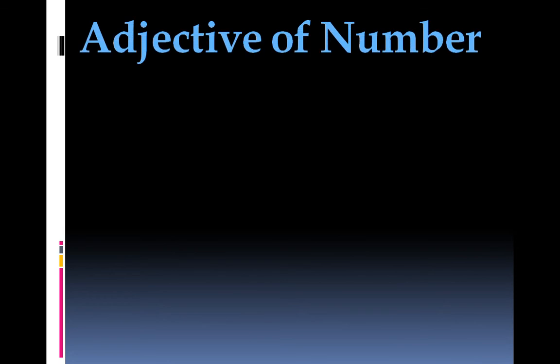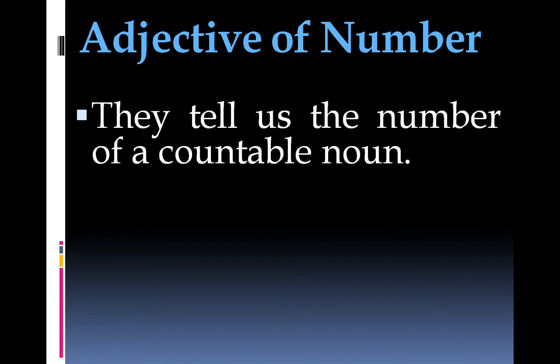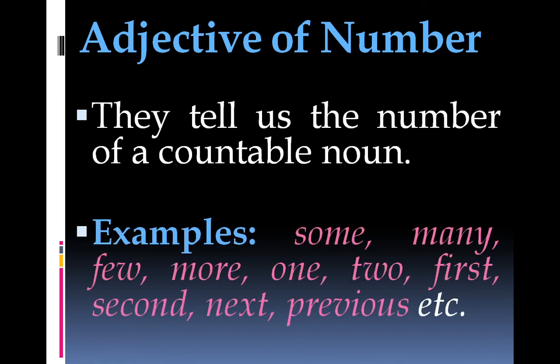Contrary to the adjectives of quantity, adjectives of number tell us the number of countable nouns. They are used with countable nouns. They tell us the number of a countable noun. Let's have examples. Some, many, few, more, one, two, first, second, next, previous. Whenever these words are used with countable nouns, you must have seen that some of the examples were there under adjective of quantity also. Some and more.